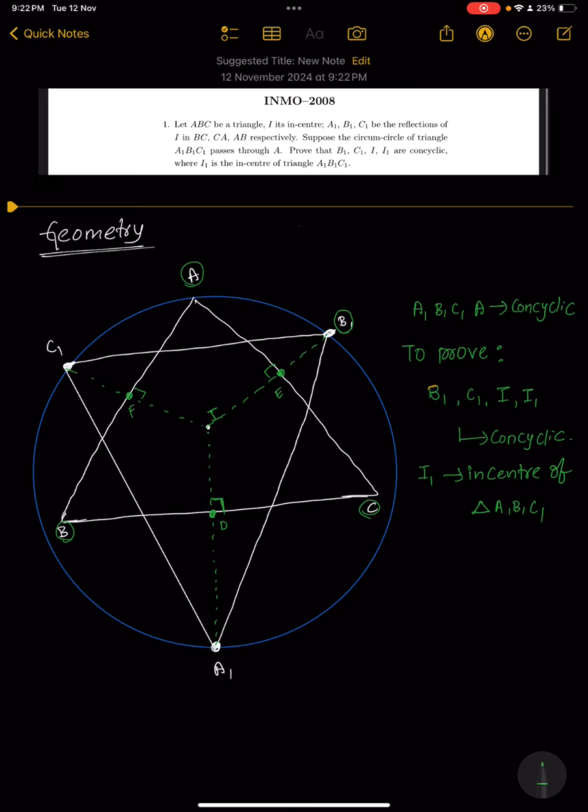Since I is the incenter, ID will be the inradius, that is equal to IE. IE is also the inradius, that is equal to IF. Since we are taking reflection, ID is equal to DA1, which is equal to EB1, which is equal to C1F. So all these will be R, the inradius. This is the inradius, this is the inradius. Since this is the inradius and this is the reflection, this is also R.